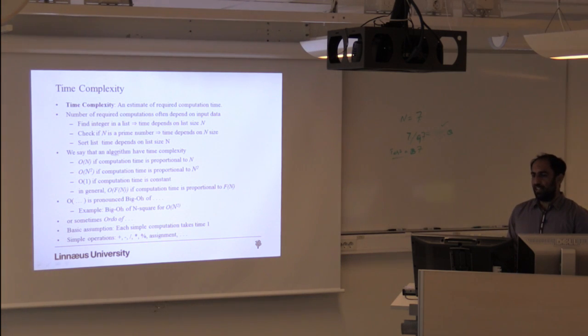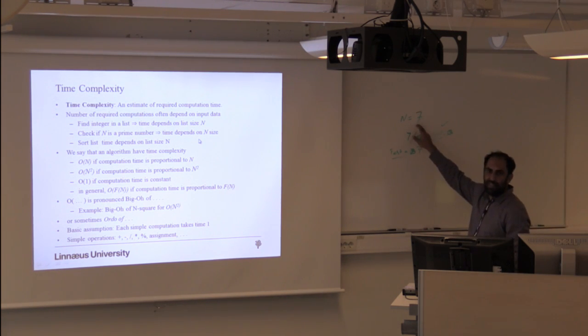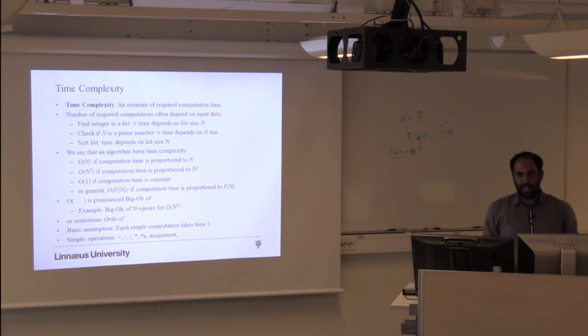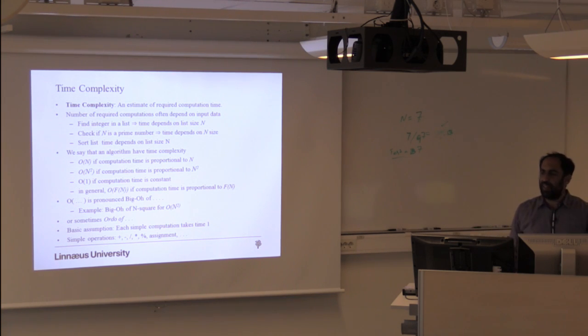Also, if you want to find a prime number, it will also depend on the size. For example, if the number is 7, you will find the answer after 4 or 5 steps. But if it's a bigger number, larger than 100, then you have to perform more steps. So the time will depend on the size or the number itself, and the same is true if you want to sort.